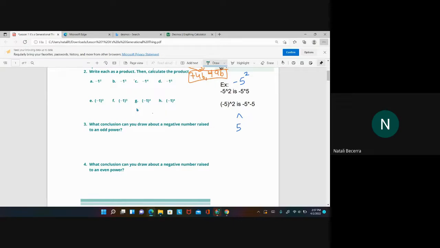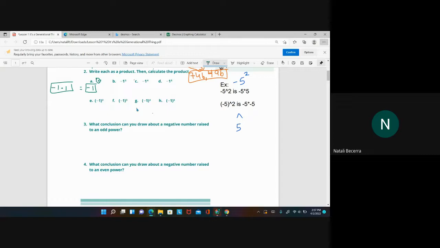Right here for part A, we don't have parentheses around it, so that means I'm just going to write it as negative first, right? Then my base is just 1, not -1, because there's no parentheses around it. So I already wrote down my negative. Now I just write down 1 times 1 because my exponent was 2. What's -1 times 1? That's -1. So this is my answer.